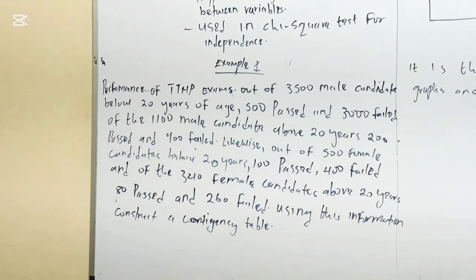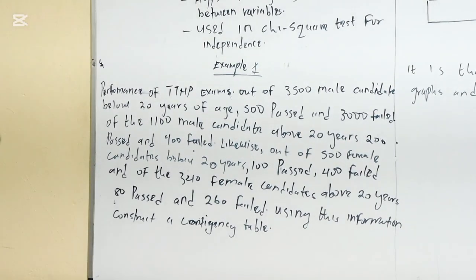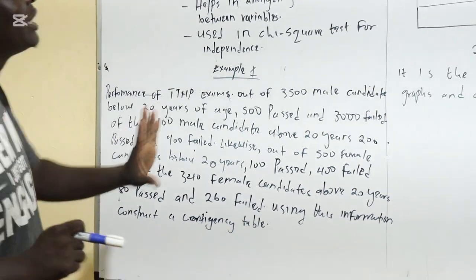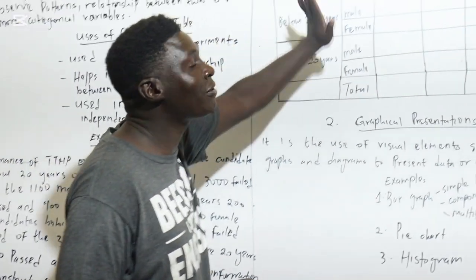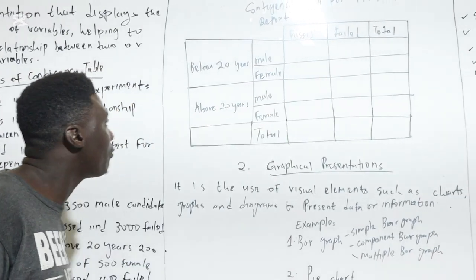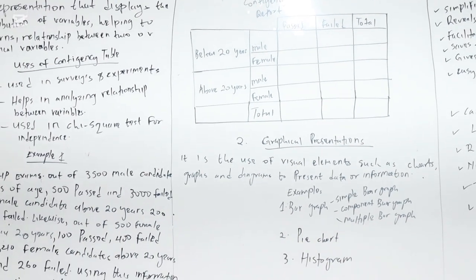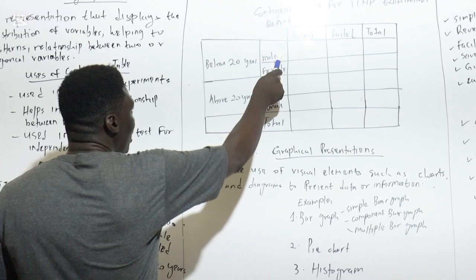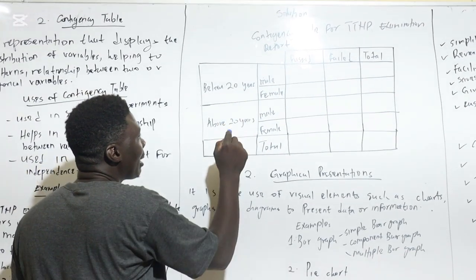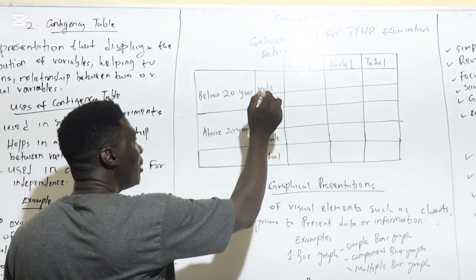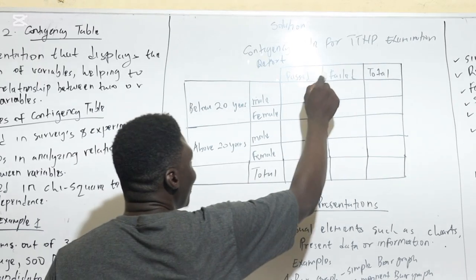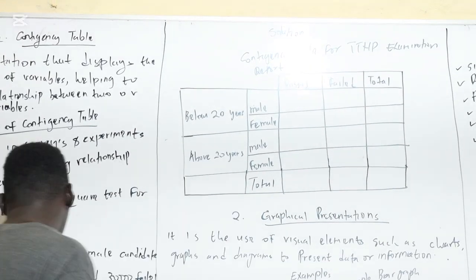Now we want to use this information to construct a contingency table. So I want you to follow me step by step as we prepare a contingency table using this example. So this is my table. I've just drawn it, but I've left it blank so that we may fill it together. Now follow keenly and step by step. So the question says, let's start by the part of the male. We have the below 20 years and above 20 years. We have male and female, male, female total, those who pass and those who fail, and the overall total.